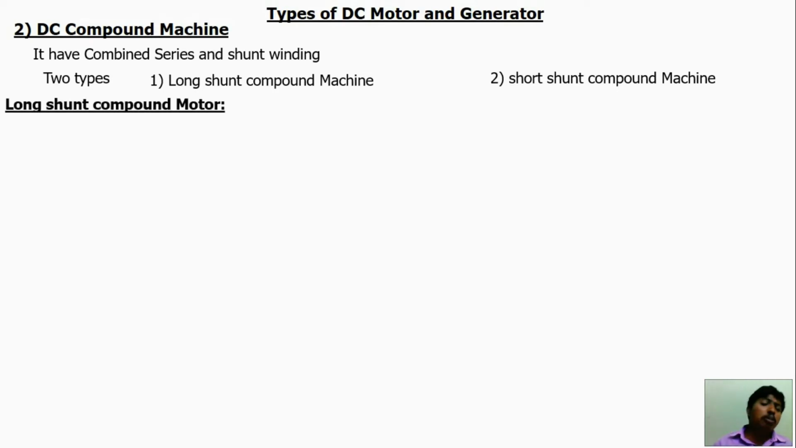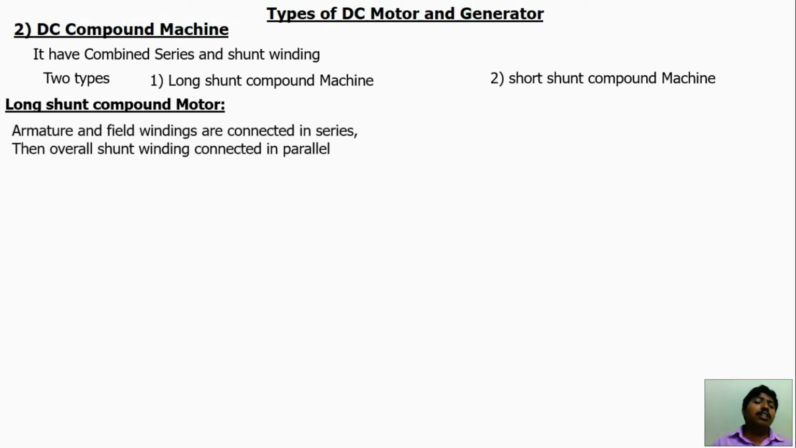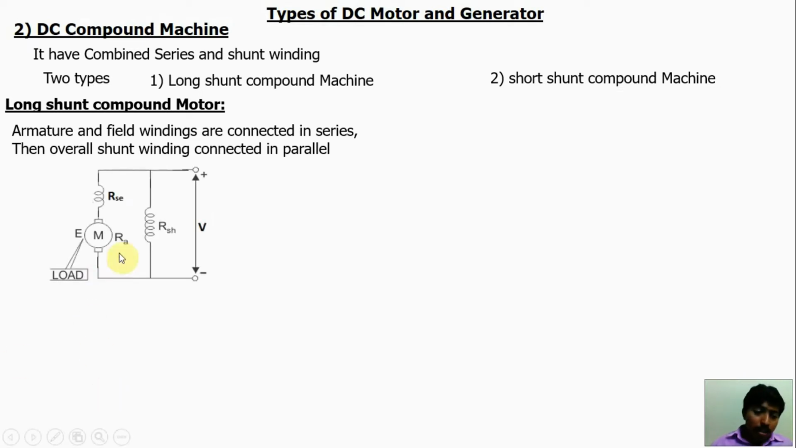Long shunt compound machine means initially the armature is connected in series with the series winding, then overall shunt windings are connected. So it is called as long shunt. The equivalent circuit is here. This armature and series field windings are connected in series, then combined parallel overall shunt windings are connected. So it is called as long shunt compound motor. It has both series and shunt windings, but initially it's series connection, then overall shunt connection. Okay.